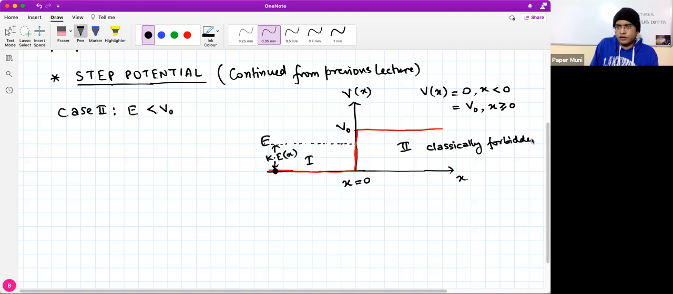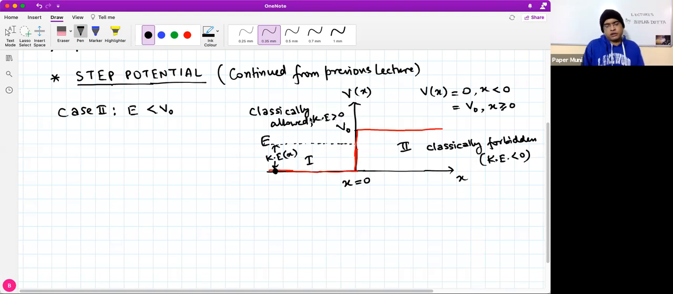Now we know what happens in the classically forbidden region: theoretically, the kinetic energy turns out to be negative. We do not define it to be negative anywhere, but it turns out to be negative in this case. In the other region, which is classically allowed, the particle is free to move, and the kinetic energy is of course positive. It could be zero also, but in this case the kinetic energy is greater than zero.